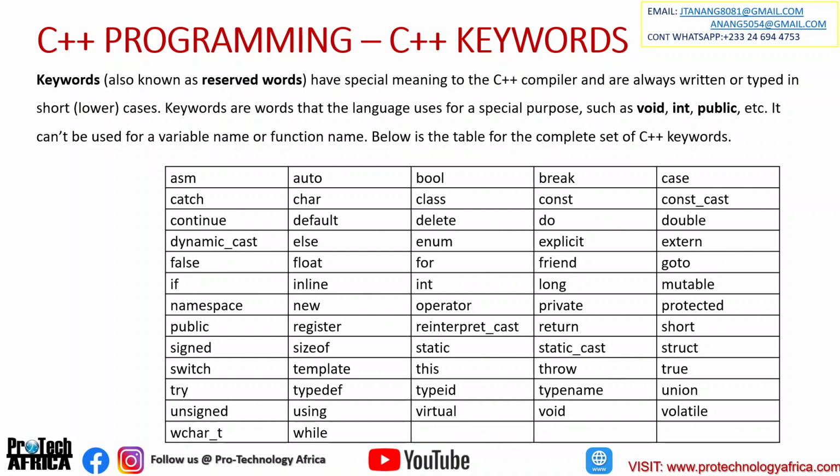We have catch, continue, dynamic_cast, false, if, namespace, public, signed, switch, try, while, virtual, void, volatile, true, goto, explicit, do, delete, enum, for, operator, private, protected, new, register, sizeof, and all that. We can name all of them here, but have it in mind that all these are reserved words in C++.